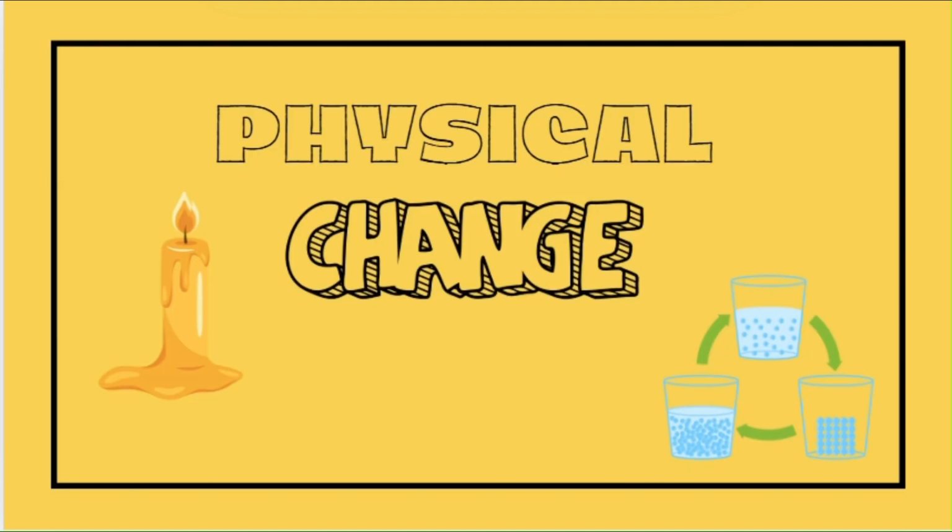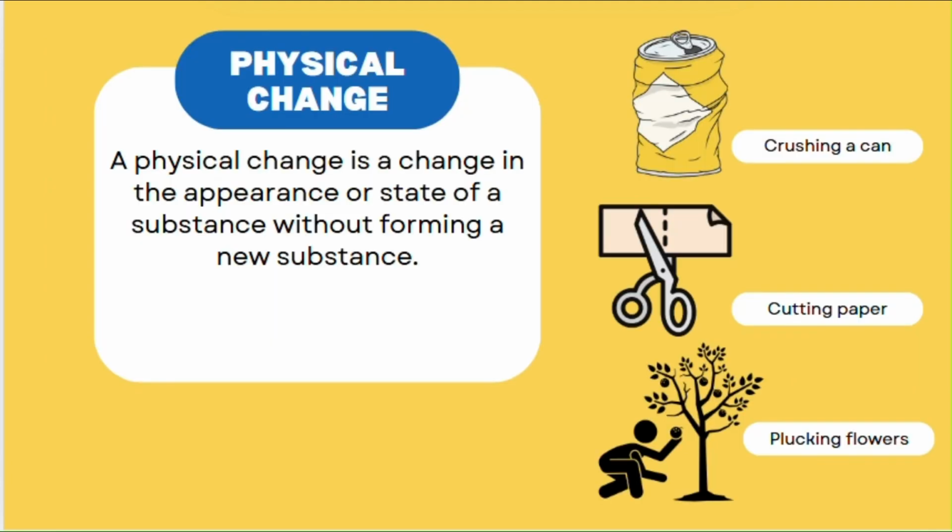Now let us look at physical change. This is the second type of change we are looking at. The definition. A physical change is a change in the appearance or the state of a substance without forming a new substance.